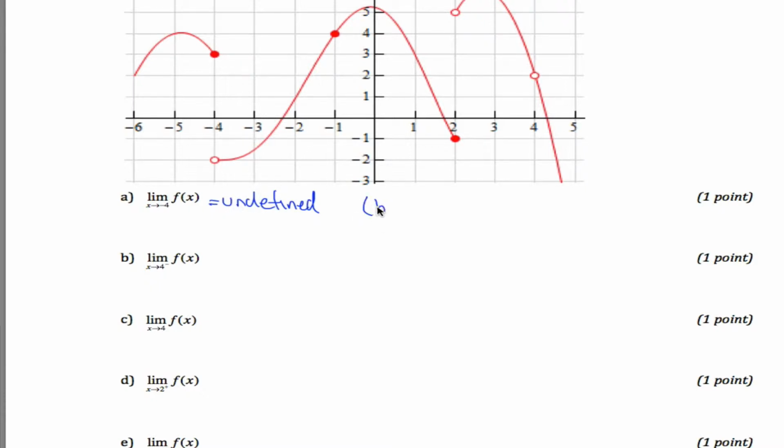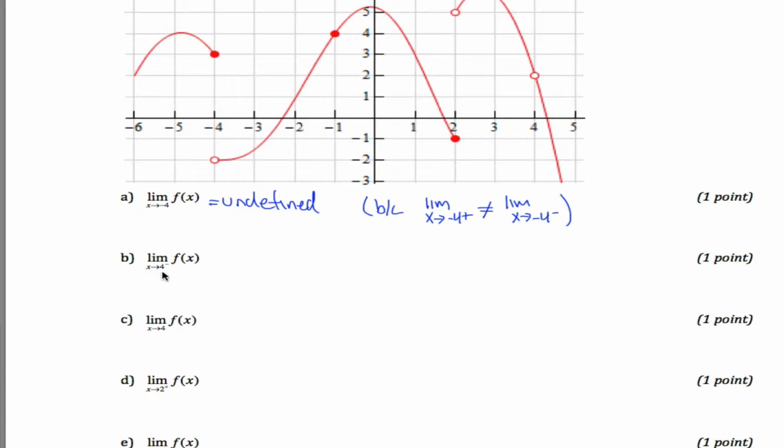Maybe I'll write because the limit as x approaches -4 from the positive side is not the same as the limit as x approaches -4 from the negative side of f of x. But you don't need to write this, just tell me undefined.